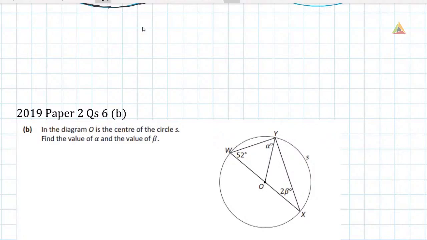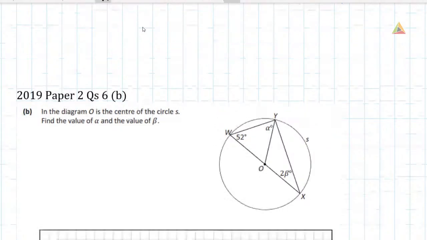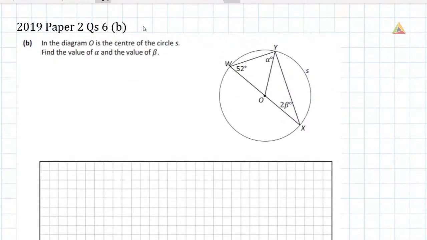So we're going to start with 2019 paper 2 question 6b, and this says in the diagram O is the center of the circle S. So this is going to be the center of my circle. And that means that we have a line that starts at W and goes to X. We have a special chord here, so it's going from one side to the other, and that means that that's going to be a diameter. So we have a diameter from W to X. So the line segment from W to X is equal to the diameter because it's a chord going from one side to the other and it goes through the center.